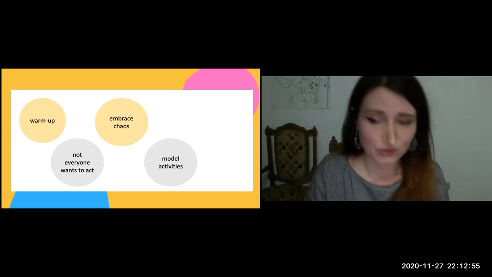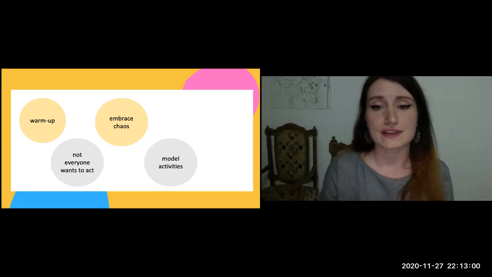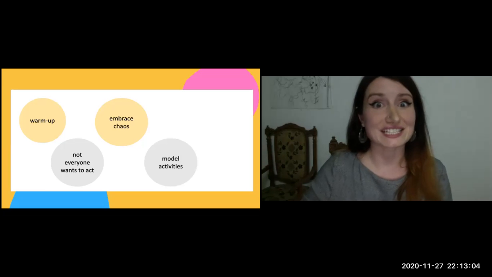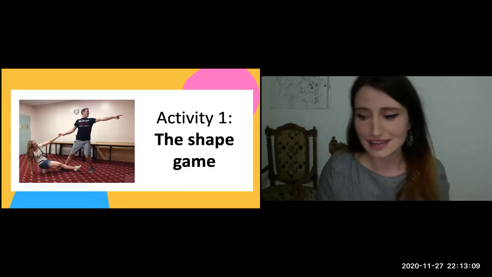And always model the activities, not only from an ELT perspective, but also with drama, it's really good for them to see that you are willing to do the things that you are asking them to do.